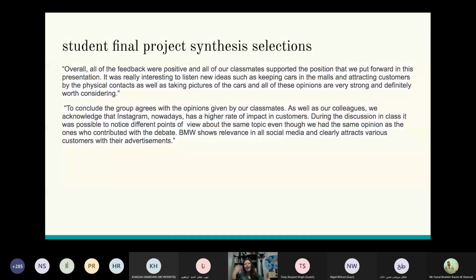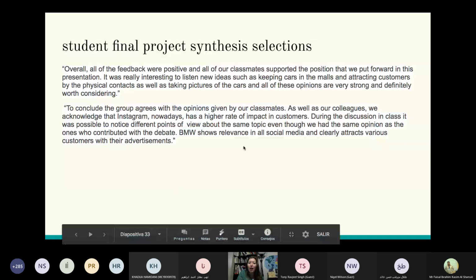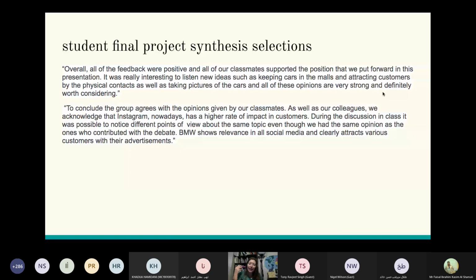kind of put together their final thoughts. A couple of students had selections such as: the feedback was positive, classmates supported the position, it was interesting to listen to new ideas, and all these opinions are very strong and definitely worth considering. So even just by analyzing a piece of media and talking about it, it doesn't just stop there. You want to listen to other perspectives of your classmates and then bring that into the conversation as well.